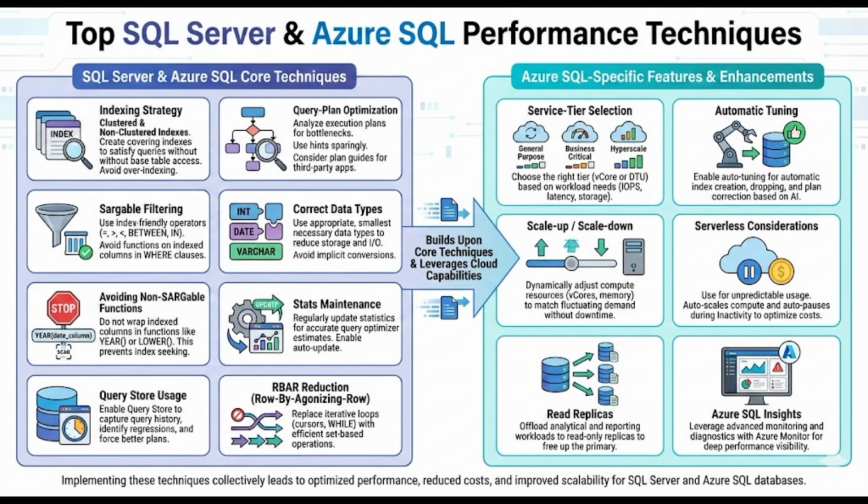Add a final habit. After every fix, snapshot metrics and compare a week later. Trends matter more than single runs. When you tell interviewers that you revisit metrics to ensure the system stays healthy, you demonstrate ownership beyond the initial hero moment.